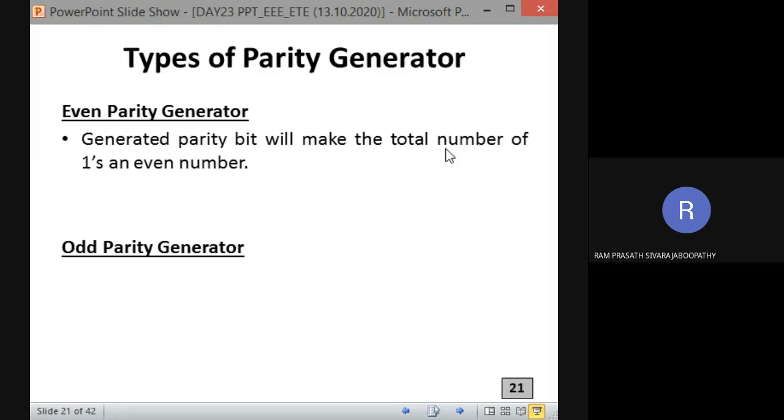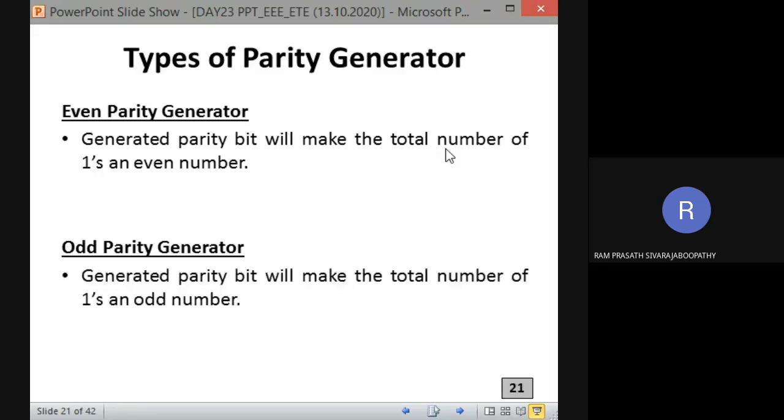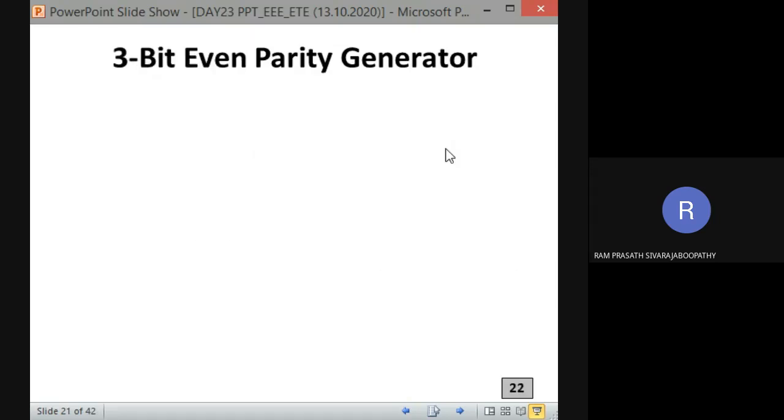Fine. What does an odd parity generator mean? The parity bit along with your message always produces odd parity, that means an odd number of ones. Okay. Fine. So now we are going to design a 3-bit even parity generator. So 3-bit means, how many possible combinations of inputs?